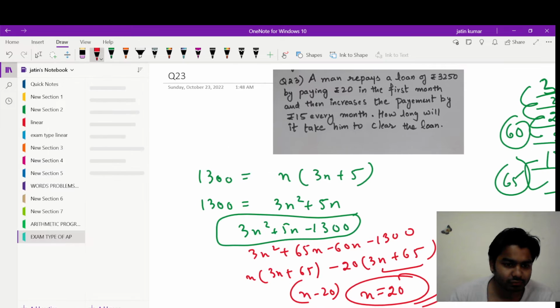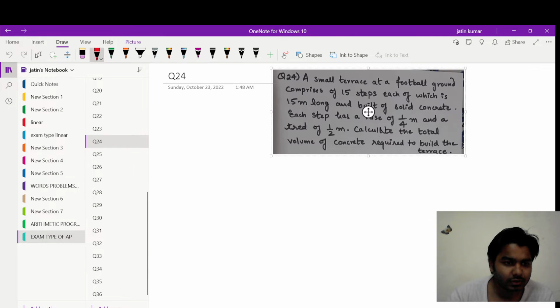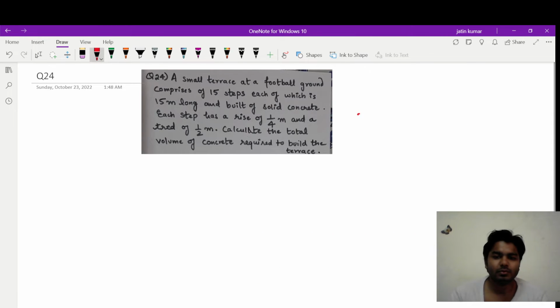Okay, so question number 24. Question number 24 says, a small terrace at a football ground comprises 15 steps, each of which is 15 meter long and built of solid concrete. Each step has a rise of 1 by 4 meter and a tread of 1 by 2 meter. Calculate the total volume of concrete to build the terrace.